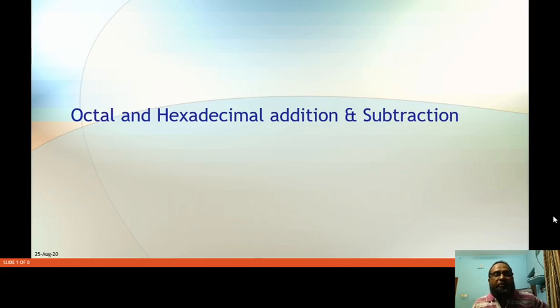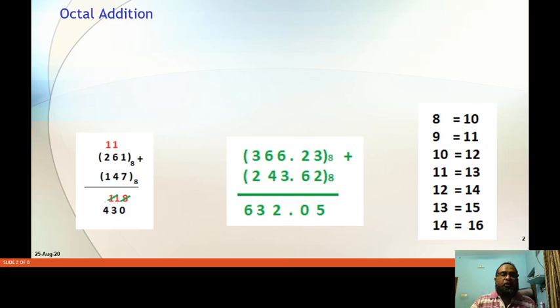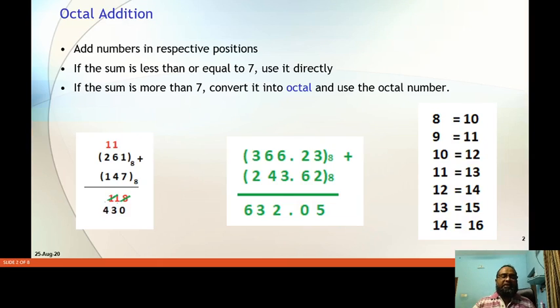Dear students, today you will see octal and hexadecimal addition as well as subtraction. So octal, we know the base is 8. Adding two numbers with the base 8 is quite comfortable if the sum is up to 7. It is just like our normal addition. But if the sum is more than 7, then you have to convert into octal and write the sum there.